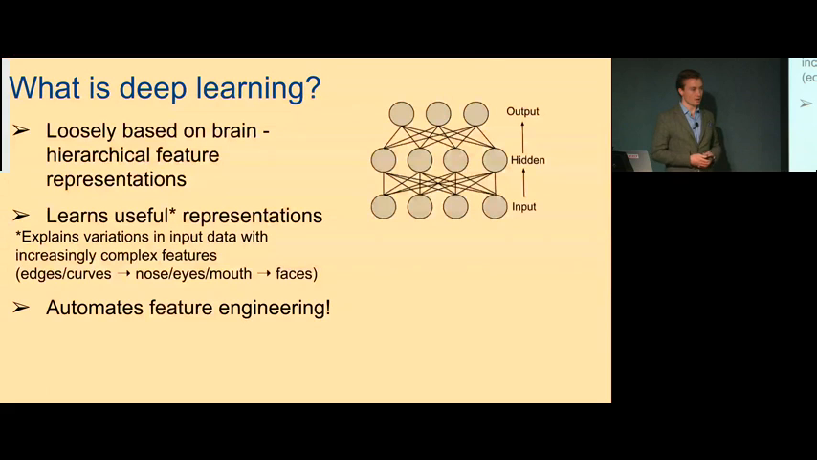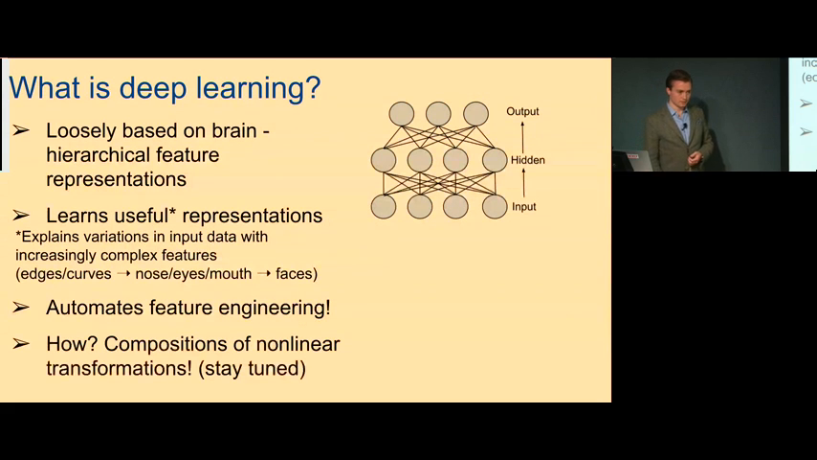And what does this do? This automates feature engineering. With a lot of classical machine learning techniques, you have to first figure out what base features of your data are important for your end goal. With deep learning, by throwing lots of data at it, you have the algorithm itself figure out what the most important parts of your input data are, and then use that representation to perform your classification.